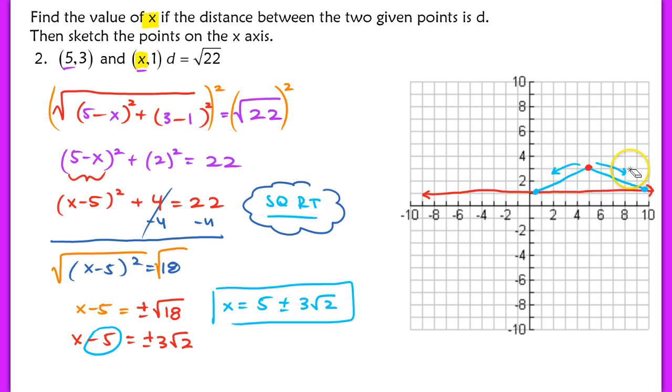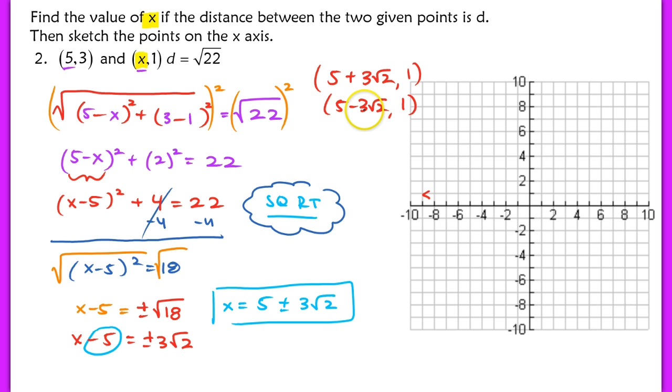Now, I do want to graph these two possible coordinates. All right, so we've got the coordinate 5 plus or minus 3 root 2, comma 1. Really, this is, remember, representing multiple points, because we could take 5 plus 3 root 2. Let me erase the minus sign here. And we could take 5 minus 3 root 2, comma 1. So there are two different coordinates here.